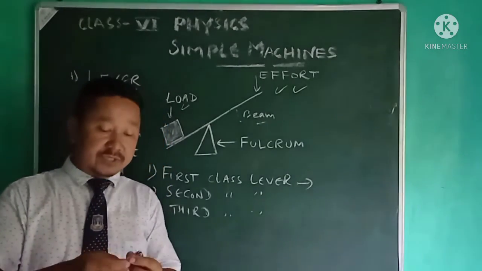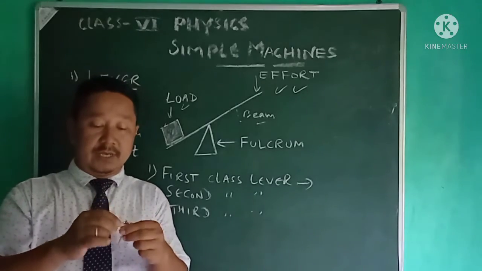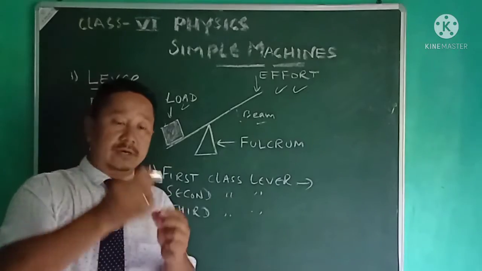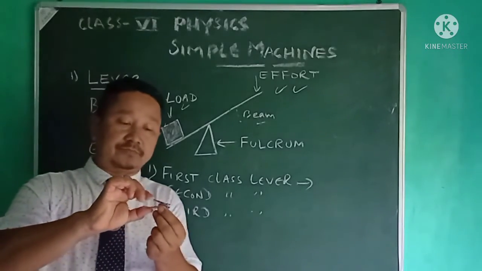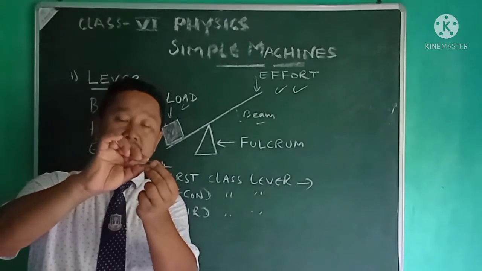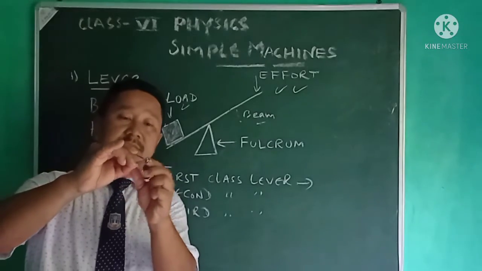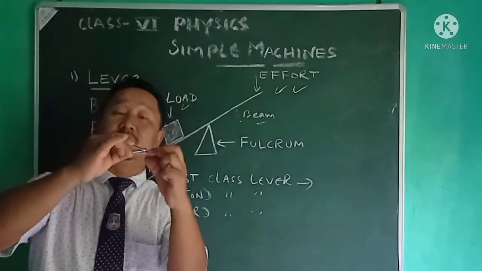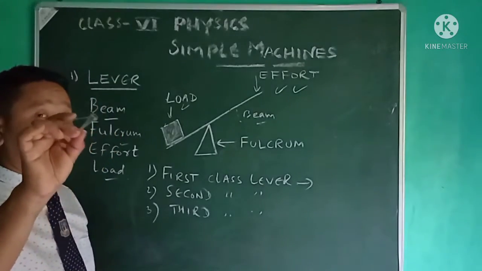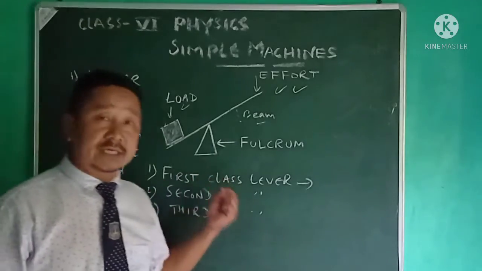Similarly, here you see a nail cutter. In the nail cutter also, you are applying the effort here, your effort is here. Then the fulcrum is here in the middle, and the nail that you cut is your load. So this nail cutter also comes under the first class lever.